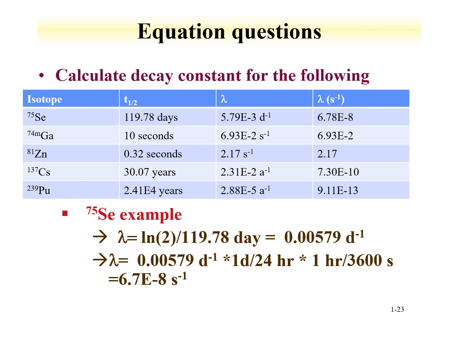As an example, for selenium-75, the half-life is 119.78 days. Log 2 divided by 119.78 days is equal to 5.79 times 10 to the minus 3 inverse days. But if I want that in seconds, I convert the days to hours, hours to seconds, and then I get the decay constant in seconds.